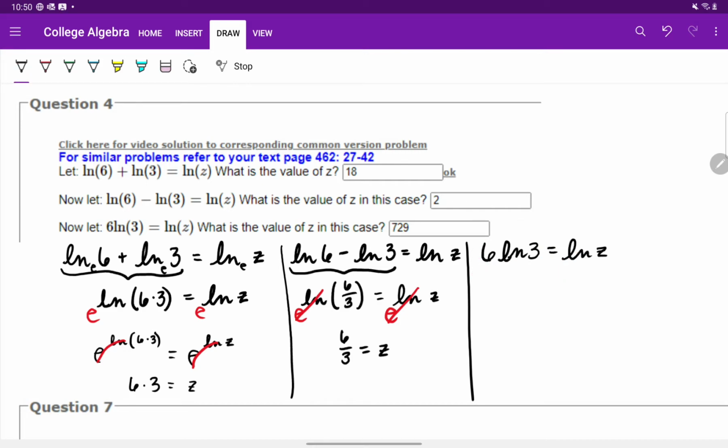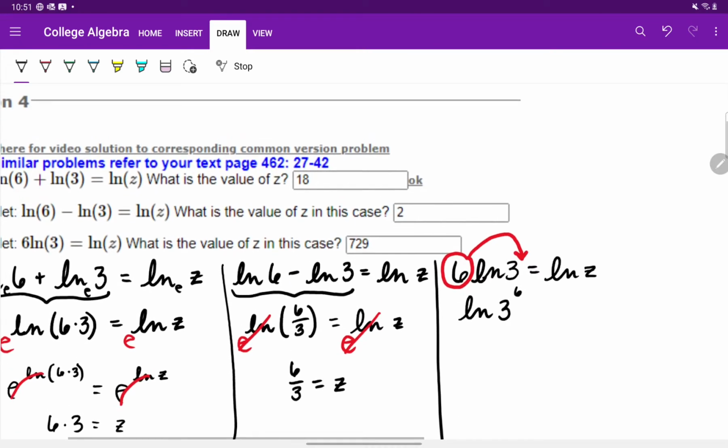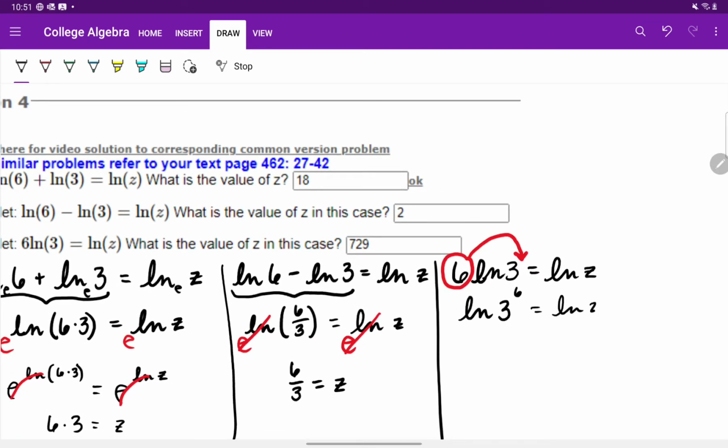So we need to manipulate this a little bit before we take e to both sides, and that's where our exponent rule comes in. When you have something in front of your log, you can pop it into the exponent position of whatever's inside that log. So we're going to rewrite this as natural log of 3 to the 6th power equals natural log of z. And now that we have just a natural log on both sides, you can take e to the power of both sides. The natural logs will cancel, and you end up with just 3 to the 6th equals z. And plug that into your calculator, you end up with z equals 729.